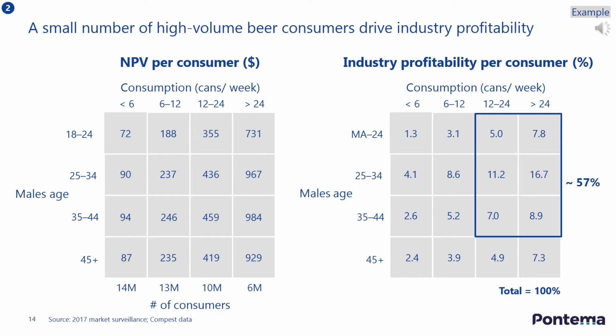The slide shows an example of how you can conduct such analysis in the beer industry. The charts are assessing the value generated by different segments of consumers, with the key insight being that over half of the industry's profitability is generated by males up to the age of 44, who drink at least 12 cans of beer per week. Such consumers would likely be targeted with a tailored marketing and sales program.